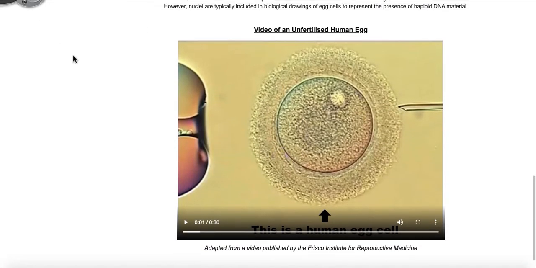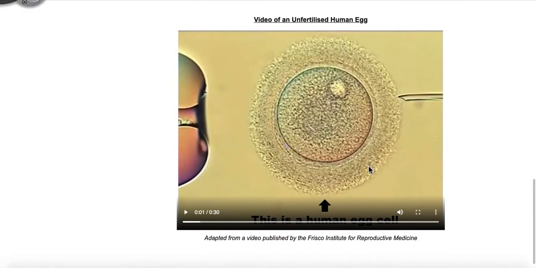Okay, continuing here, we have an awesome video of an unfertilized human egg. So perhaps you've wondered how in vitro fertilization is done. How can an egg taken from a female body be fertilized by sperm from a male in vitro, meaning in a petri dish? So pretty much this is what is done.